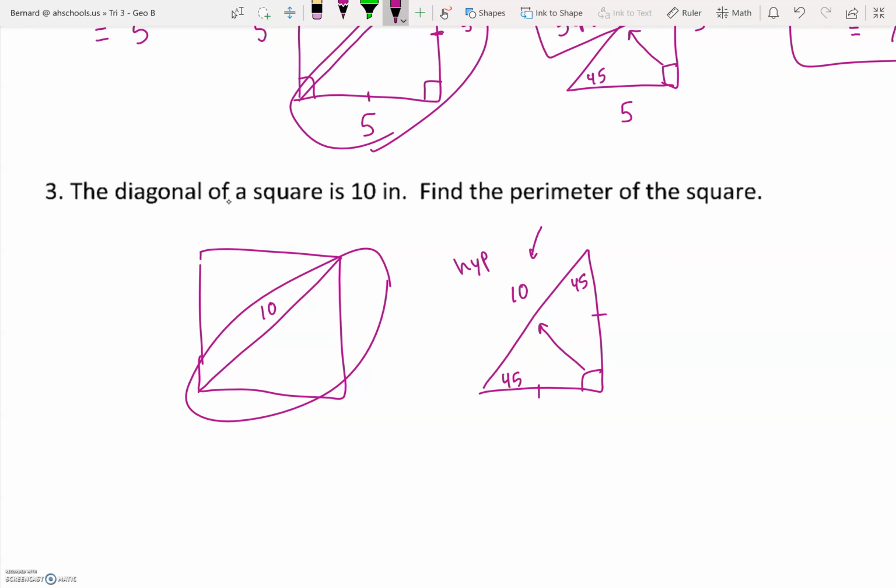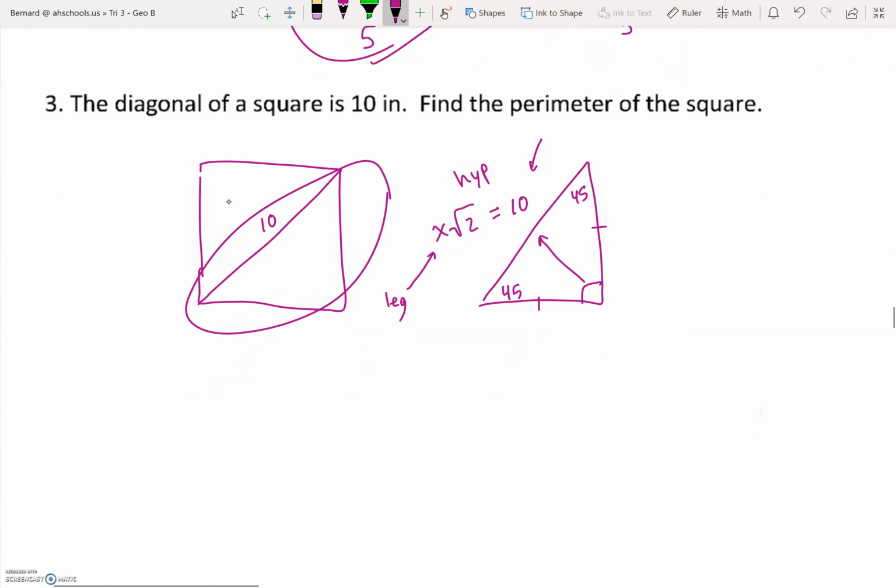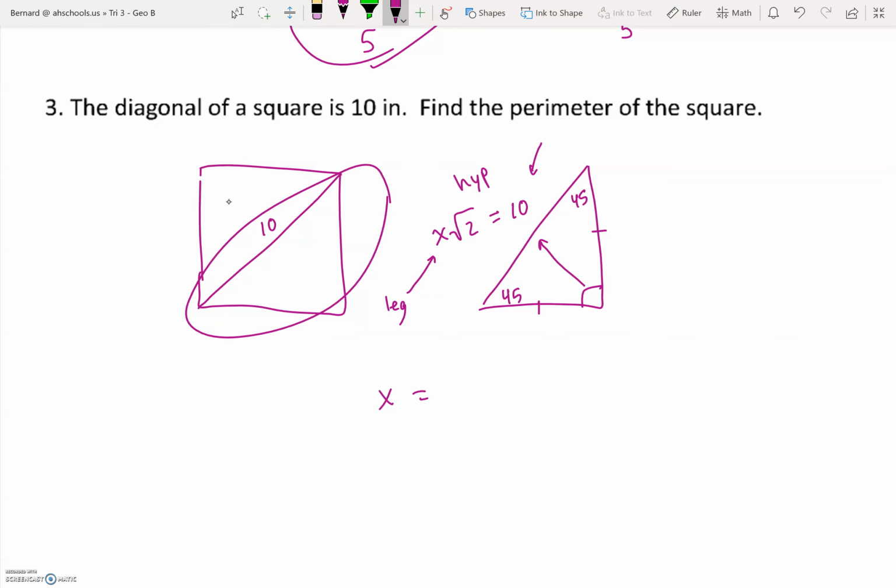Now remember, the hypotenuse normally equals x times the square root of 2, where x is the length of a leg. And so we need to solve for x. Our leg is going to equal 10 divided by the square root of 2. We just have to divide both sides by the square root of 2. So one side in this example is going to equal 10 divided by the square root of 2, which is 7.07. So again, this leg here, 7.07. So is the other one.